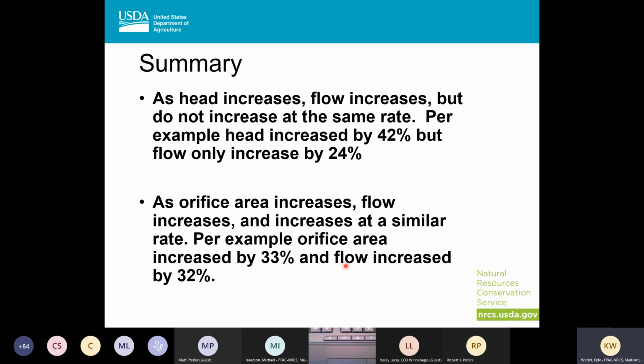So kind of summarizing these calculations, as your head increases, you can expect your flow to increase, but they're not going to increase at the same rate. Per example, we increased our head by 42%, but our flow only increased by 24%. And then as orifice size increases, the flow also increases, and these increase at a similar rate. So in our example, our orifice size increased by 33%, and our flow increased by 32%.